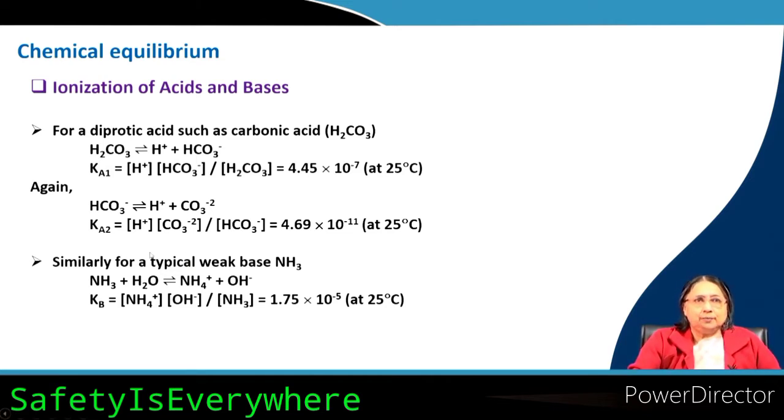Now, for ammonia, which is a typical weak base, similarly we can write ammonia plus water gives ammonium ion plus OH minus ion, and in this case we can write Kb, which is nothing but ammonium ion concentration into OH minus ion concentration by ammonia concentration, which is 1.75 into 10 to the minus 5, and pKb is minus log of Kb. So, we can easily get it from this value.